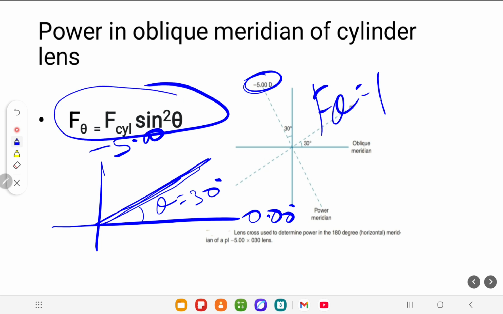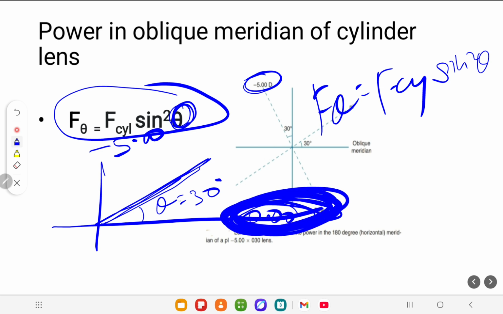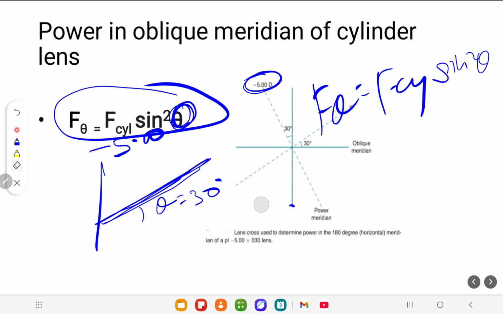F theta is equal to F cylinder sine square theta. Another point is that you must calculate theta from the 0 degree, zero power meridian, which is the axis meridian. It's centrally important to understand theta from the axis meridian. So let me tell you real quick what happens here.